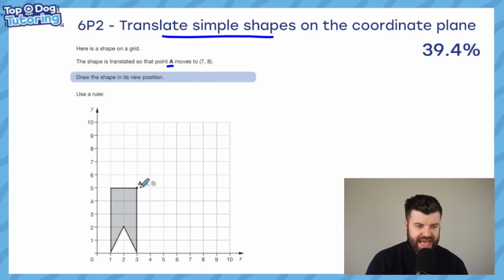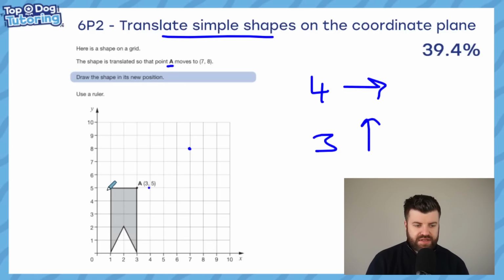So let's move point A to 7, 8. So we're going to find 7 across and 8 up, which gets us here. So point A has moved across and up. So this is a significantly harder question than the last one, but it still comes under the same strand. So for this one, we need to move across and up. So how far right are we going to go? 1, 2, 3, 4 across. 1, 2, 3 up. So 4 to the right and then 3 up.